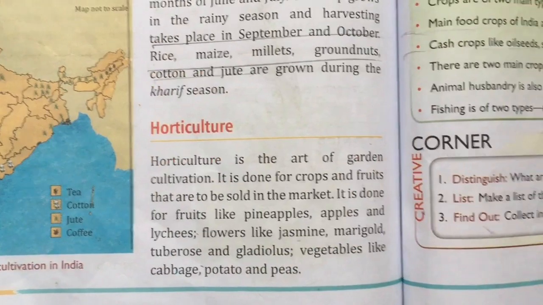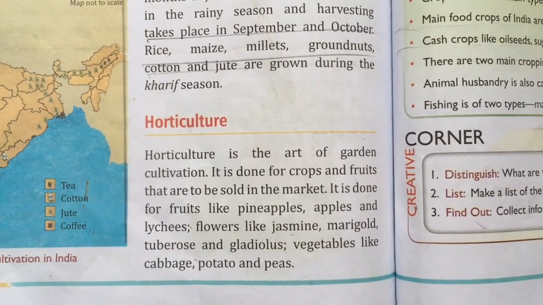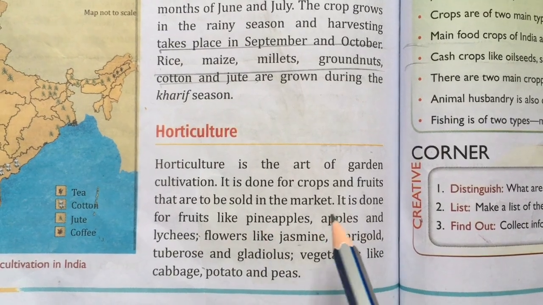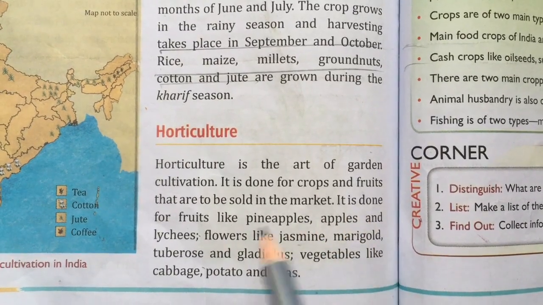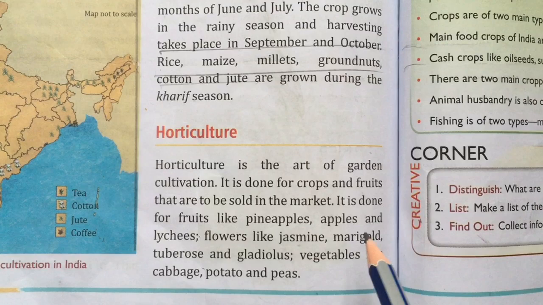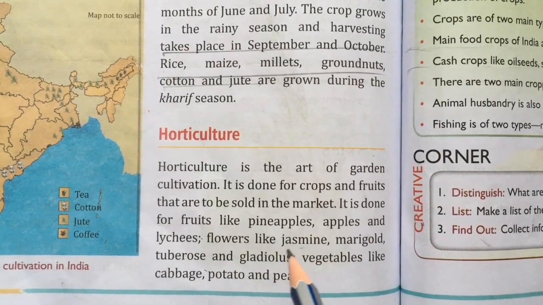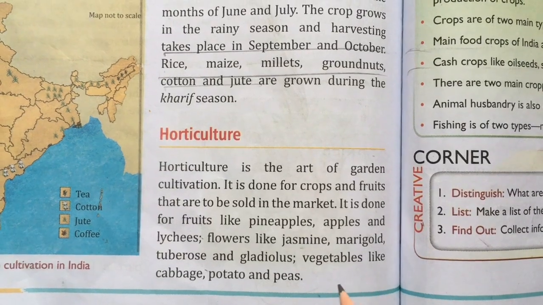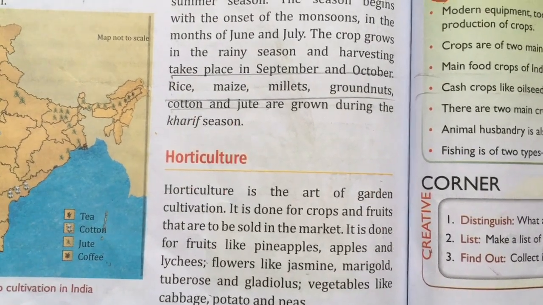Coming to horticulture, it is the art of garden cultivation. It is done for crops and fruits that are to be sold in the market. It is done for fruits like pineapples, apples, lychees, flowers like jasmine, marigold, tuberose, gladiolus, vegetables like cabbage, potato and peas.